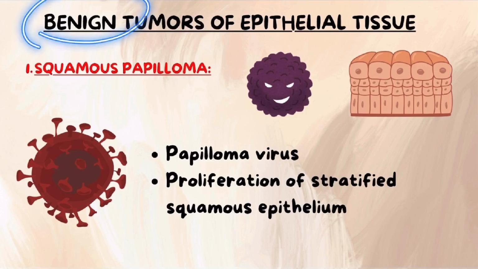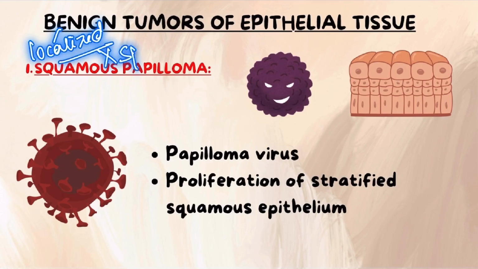Benign. A benign tumor is localized at the site of the origin, and it is not spreading to other parts of the body. It remains confined to the tissue where it has begun.